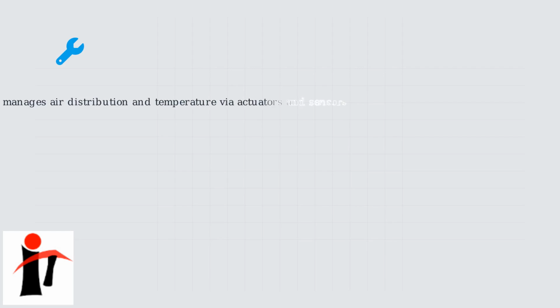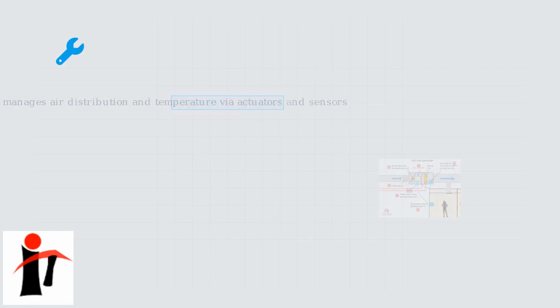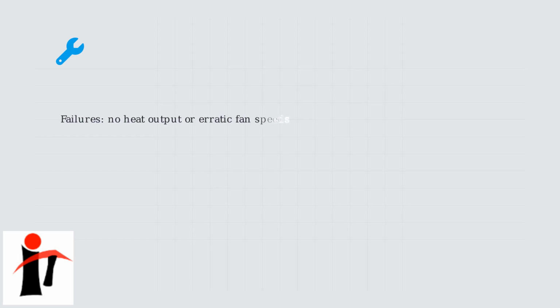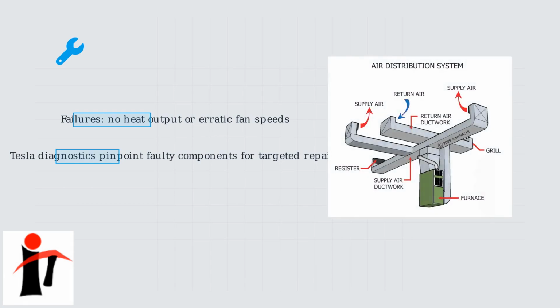The HVAC system manages air distribution and temperature control through various actuators and sensors. These components work together to ensure proper heating and cooling throughout your vehicle cabin. HVAC failures often show up as no heat output or erratic fan speeds. Tesla's built-in diagnostics can pinpoint exactly which components are faulty, allowing for targeted repairs instead of guessing.